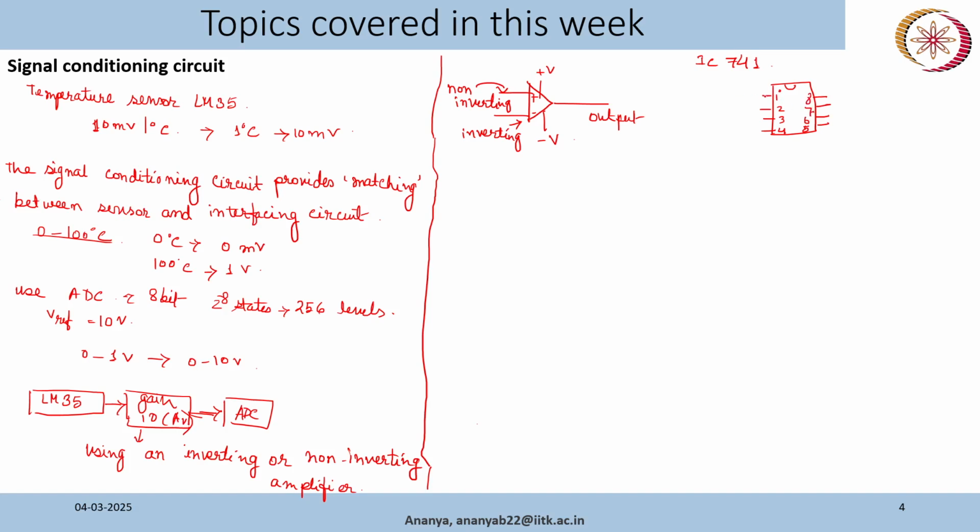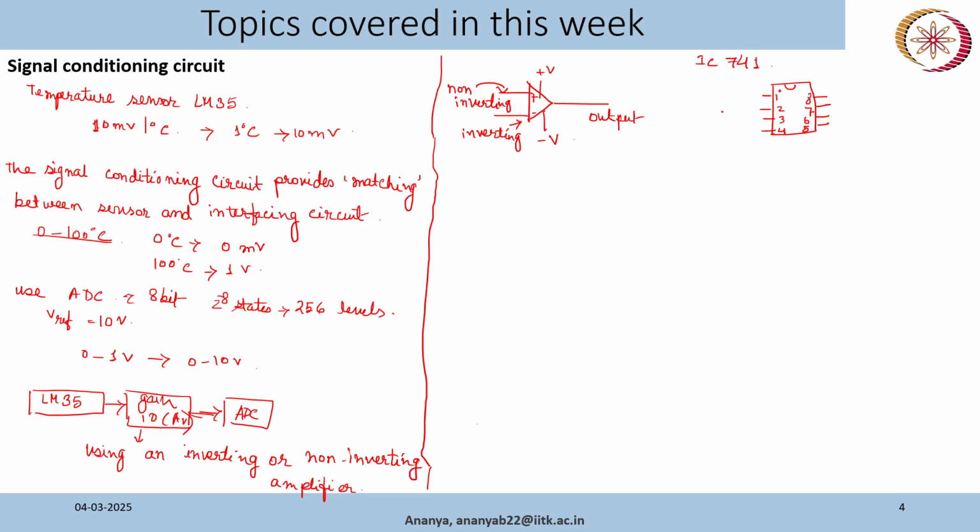So first is offset null. Normally we don't connect it, but there is an option between the inverting and non-inverting terminal. Ideally for an op-amp, the voltage at the inverting and non-inverting terminal should be the same. If not, then we adjust it using this offset null point. We connect a potentiometer, but let's not consider this. We are considering the ideal condition. We'll consider that the voltage drop at this point and at this point are the same.